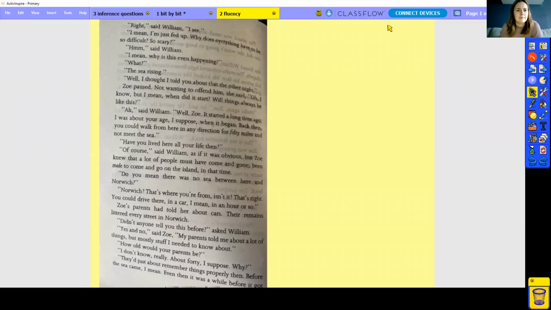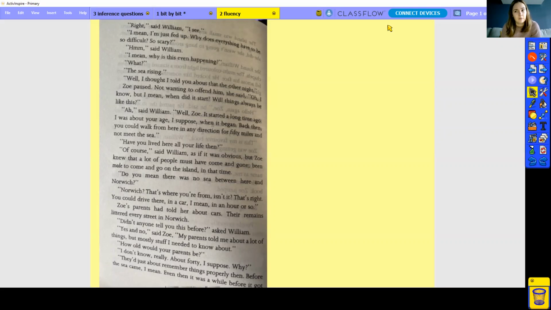"Right," said William. "I see." "I mean, I'm just fed up. Why does everything have to be so difficult, so scary?" said William. "I mean, why is this even happening?" "What? The sea rising? Well, I thought I told you about that the other night."